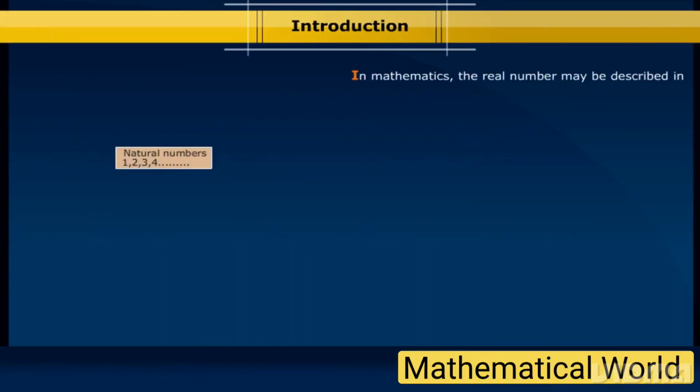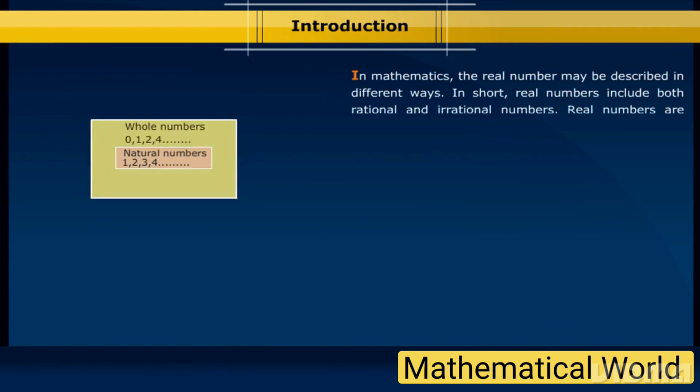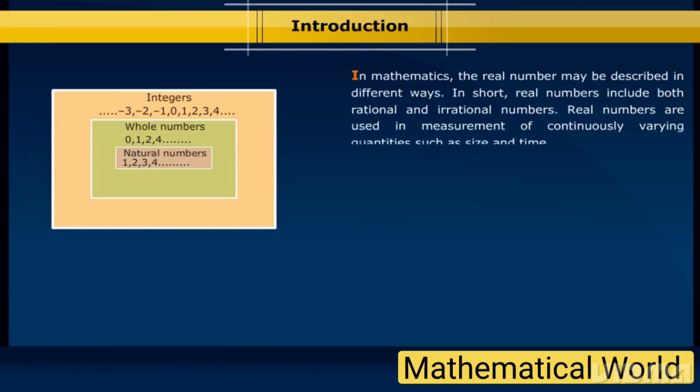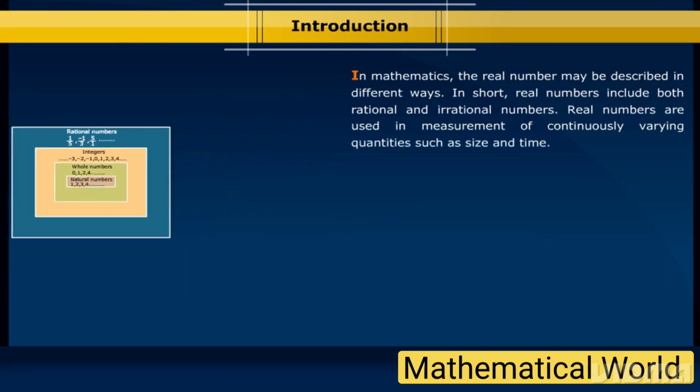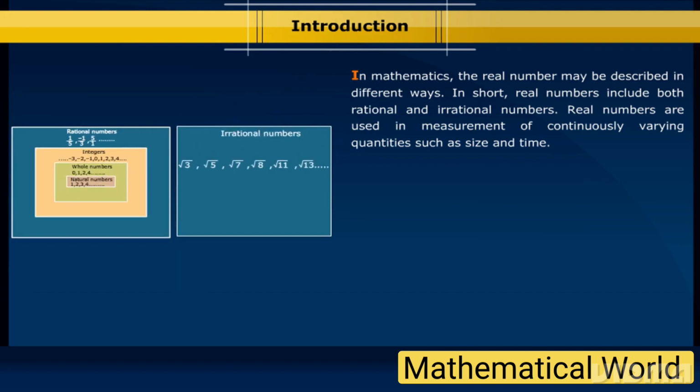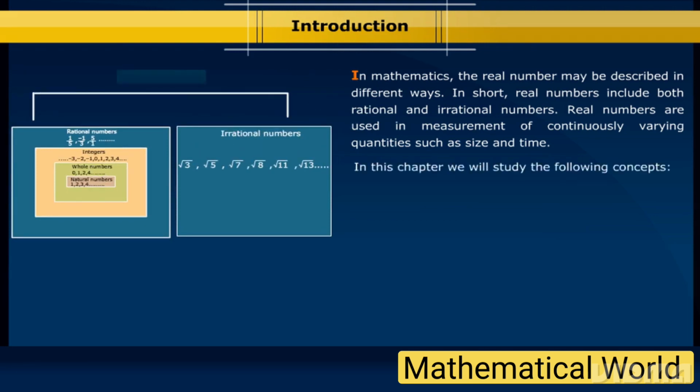In mathematics, the real number may be described in different ways. In short, real numbers include both rational and irrational numbers. Real numbers are used in measurement of continuously varying quantities such as size and time. In this chapter, we will study the following concepts.